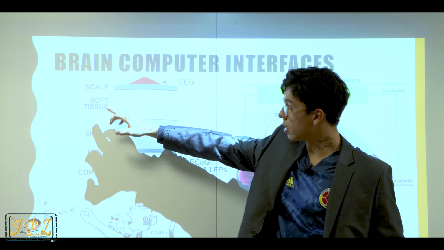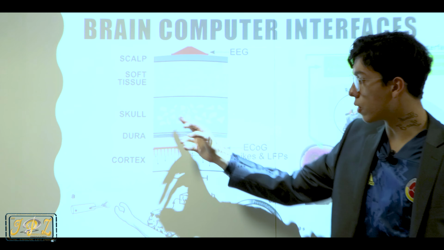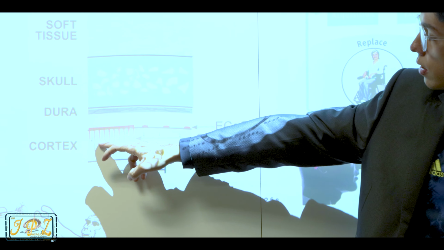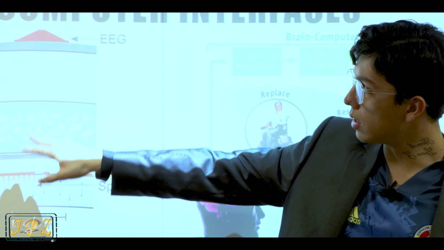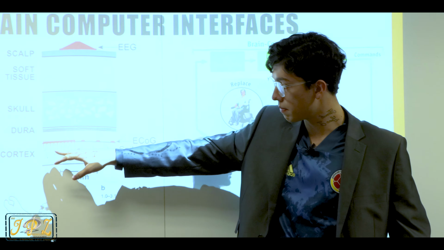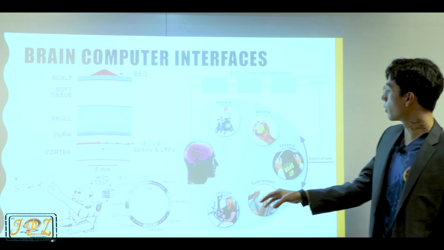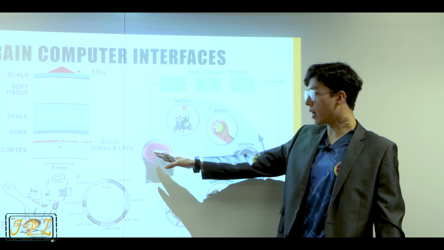Under the scalp, we got the soft tissue. Then we have the skull, then we have the dura, and then the cortex. And as you can tell here, there is some red spikes. This would be the brain-computer interface, or the BCI. The spikes are called electrodes. And on the second graph, we can see how this would work. So you have that implanted in your brain.